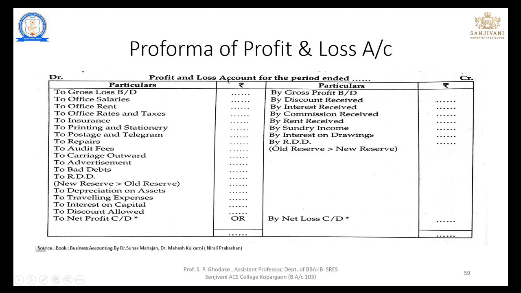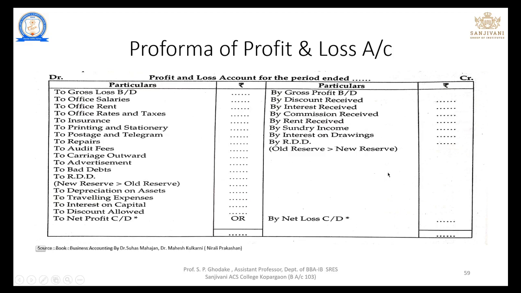So generally in the profit and loss account at the debit side we have all the expenses like: to gross loss, to office salaries, to office rent, to office rates and taxes, insurance, printing and stationery, postage and telegram, repairs, audit fees, carriage outward, advertisement, bad debt, reserve for doubtful debt (if the new reserve is greater than the old reserve), then to depreciation on assets, to traveling expenses, to interest on capital, to discount allowed, and at the last we have to net profit, but it will be counted at the end.